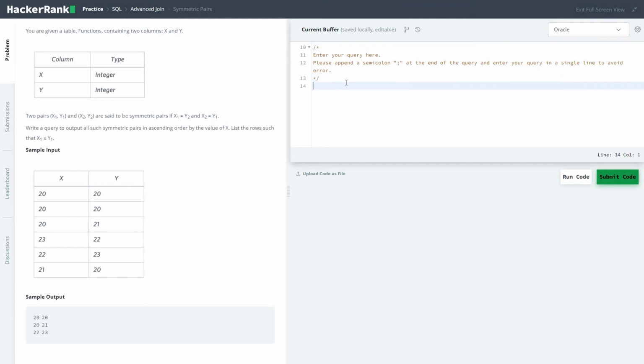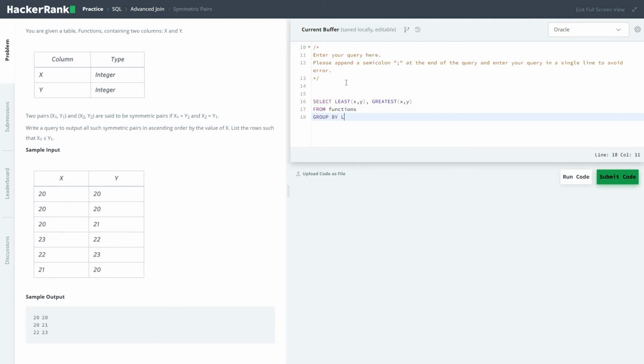It is kind of a basic problem, but we would be using Oracle functions. I guess LEAST, yeah, it's working. LEAST of X comma Y. GREATEST is also working, X comma Y, from Functions. I guess the spelling is right, I hope so.